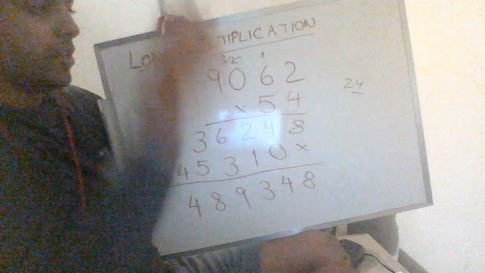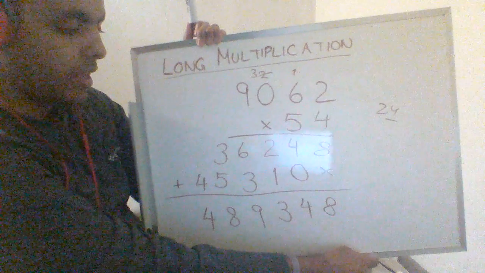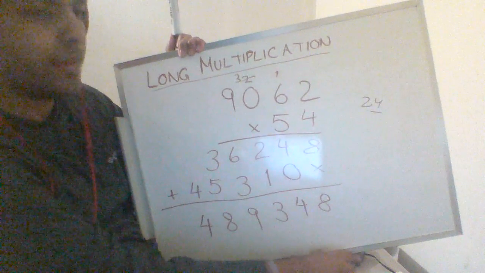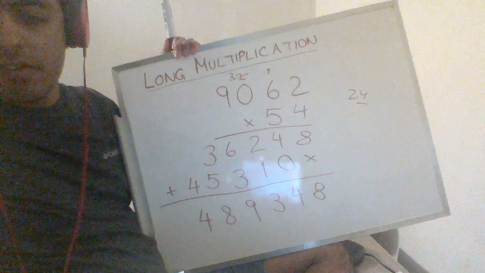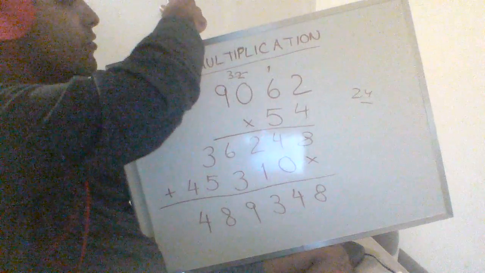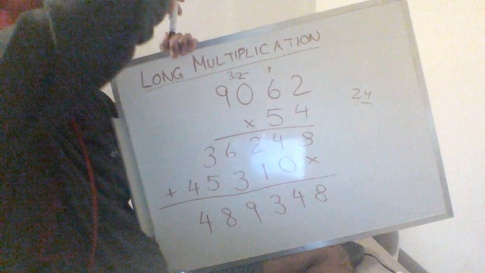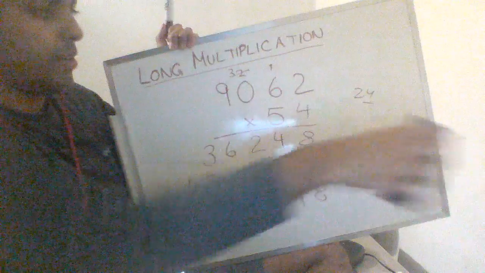It was a 4-digit number times a 2-digit number. The process is exactly the same. I was actually just to reinforce my confidence in myself in doing this, I was doing an 8-digit number times a 4-digit number, and it all works out just the same. So you can do this with any two numbers that you're multiplying together.